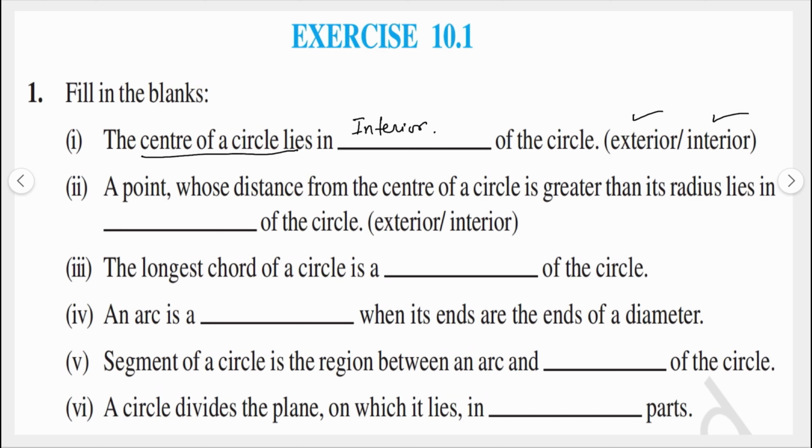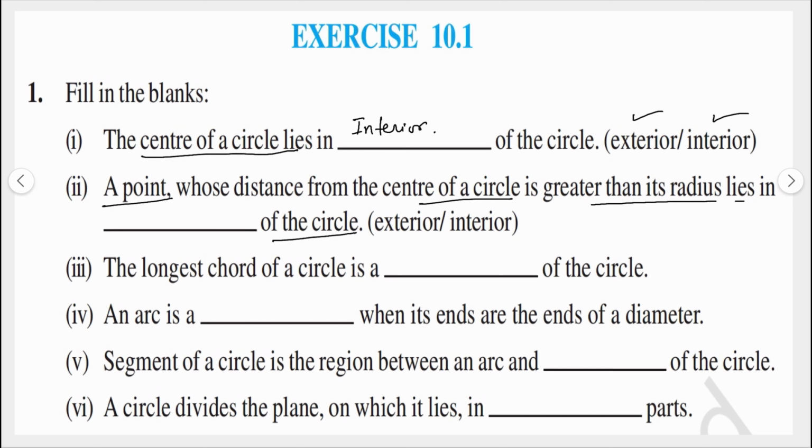Okay, next is: a point whose distance from the center of a circle is greater than its radius lies in the dash of the circle. Okay, this means that we have a point whose distance from the center is greater than the radius.